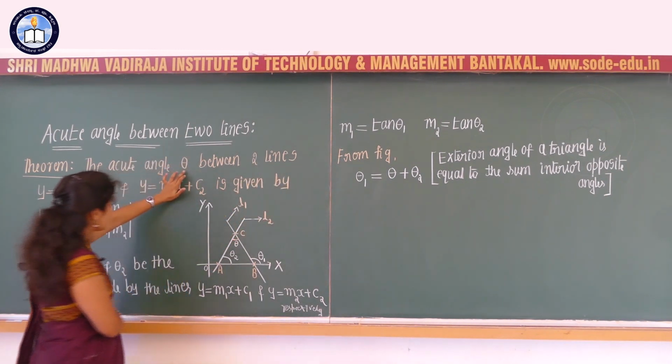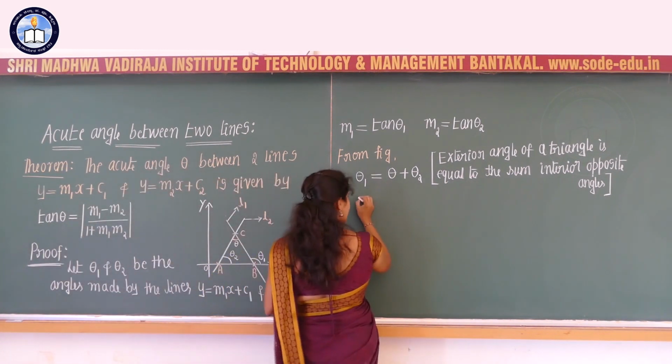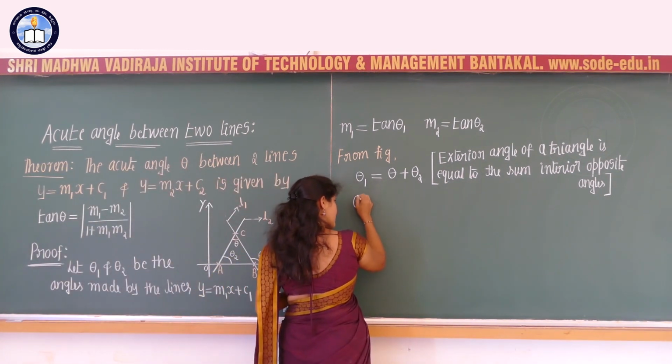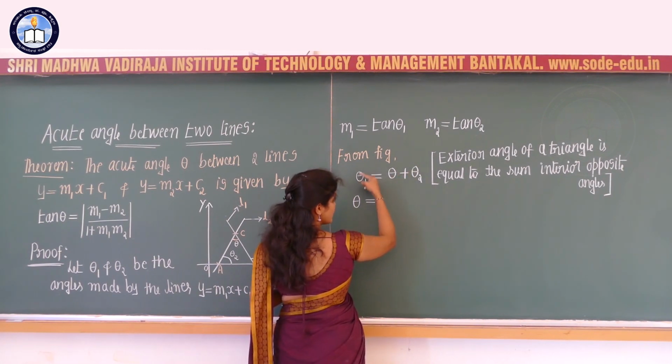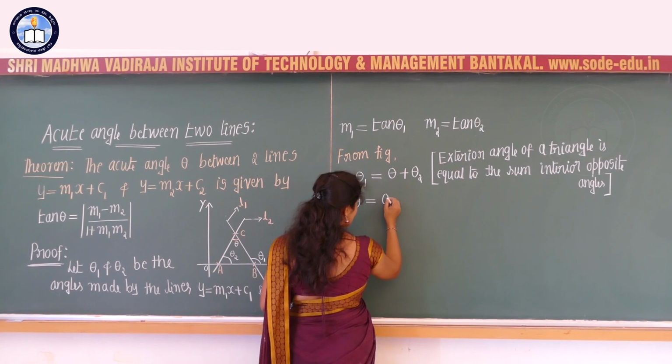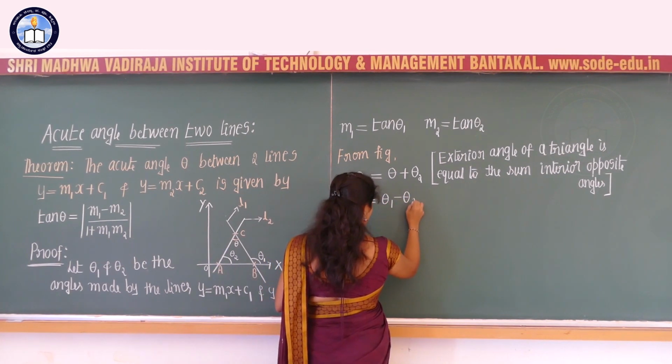And here we should be able to write an expression for theta. How to write the expression for theta? Theta can be written by taking plus theta 2 to the left-hand side, which becomes minus theta 2, that is theta equals theta 1 minus theta 2.